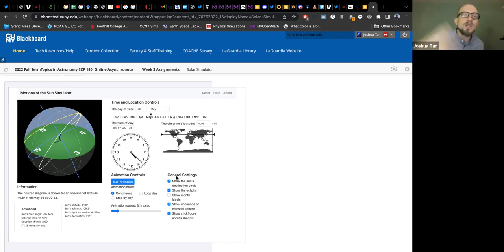You'll be moving yourself around the planet, trying to explore these different things, making these measurements, seeing what times you can find, and seeing how the sun might move if you were in different places in the sky. This is the way this lab works.